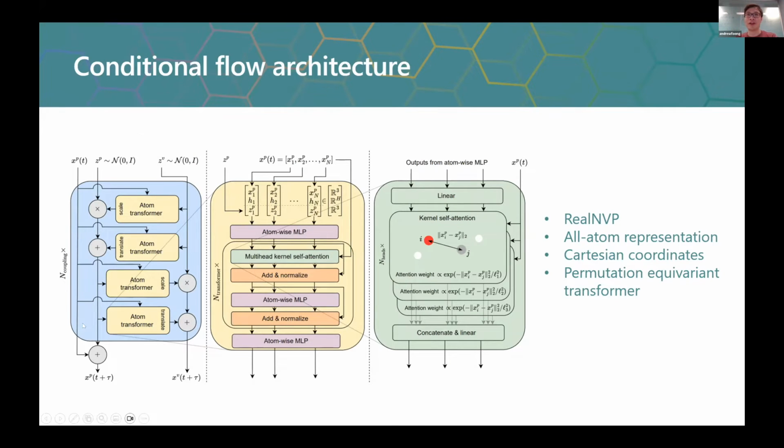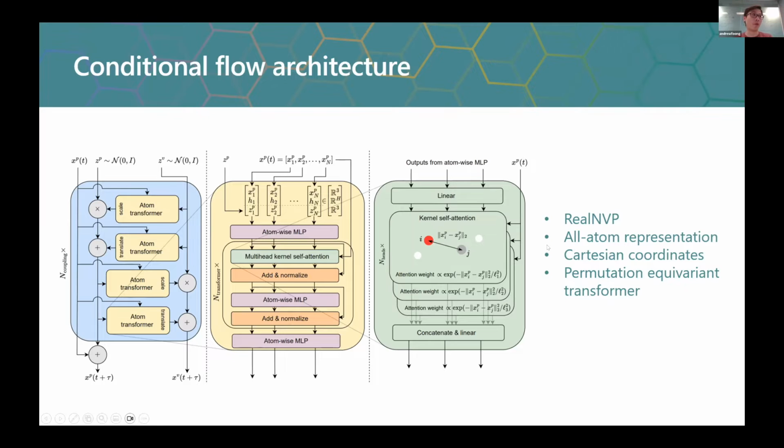The first level on the left here is that we're using a real MVP architecture where you have scales and transforms of some of the variables based on the others. Each of the modules in the real MVP is going to be controlled by something that we call an atom transformer, which is basically a transformer that we apply to atoms. The only difference between the atom transformer and a normal transformer is that we're going to use a special kind of attention, which is a very simple attention that takes into account the distances between atoms. I'm going to look at each of these panels one by one, just to give a clear idea of what actually goes into each of these.